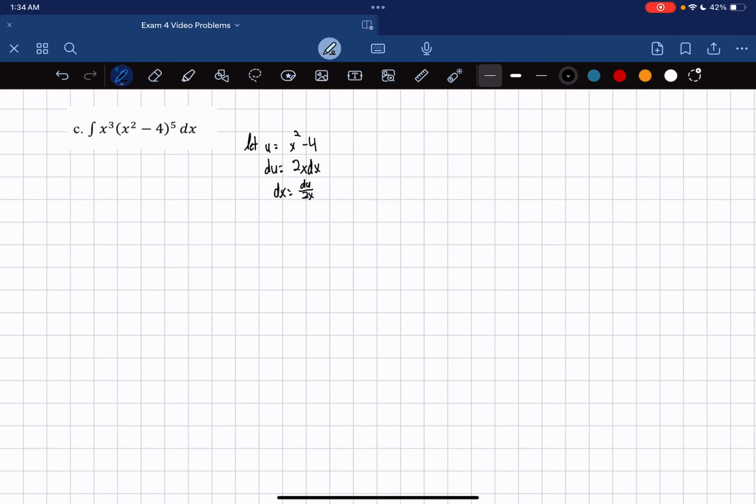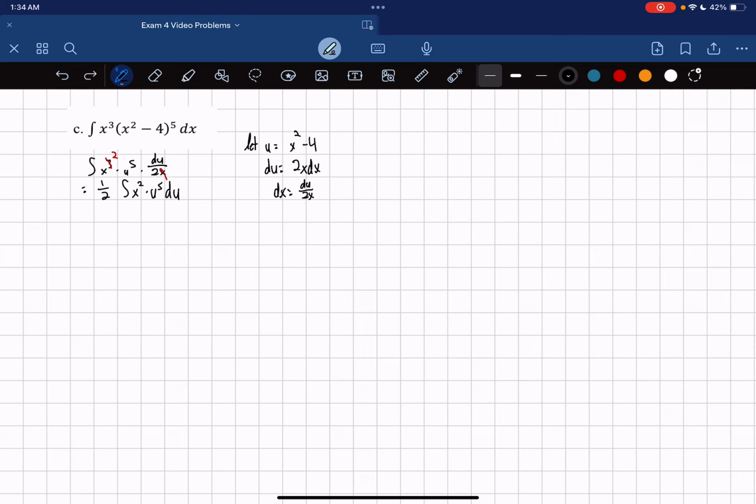Keeping that in mind, we can then implement that back into our function. Integral of x cubed times u to the 5th times du over 2x. We can cancel out an x from here and here. Then we can also carry this 1/2 out in front of the integral since it is a constant, giving us 1/2 integral of x squared times u to the 5th du. We're left with this x squared.